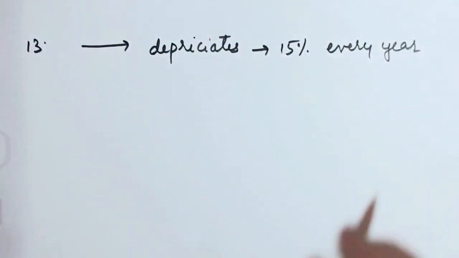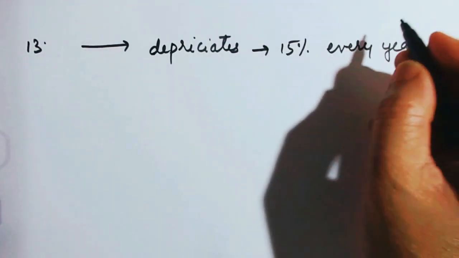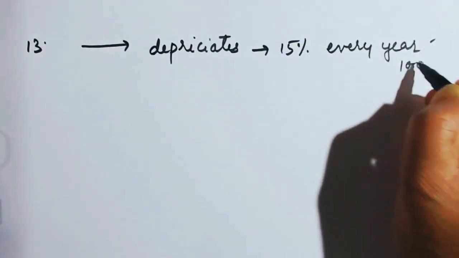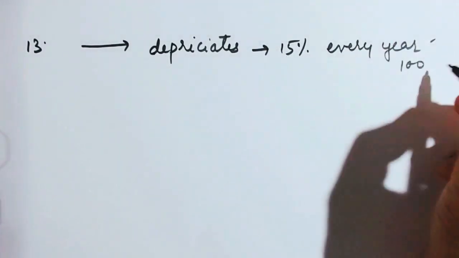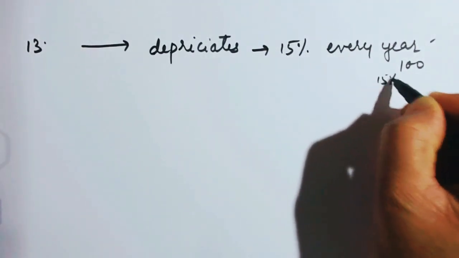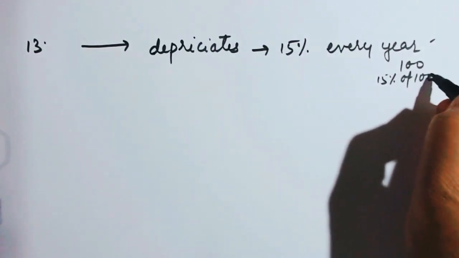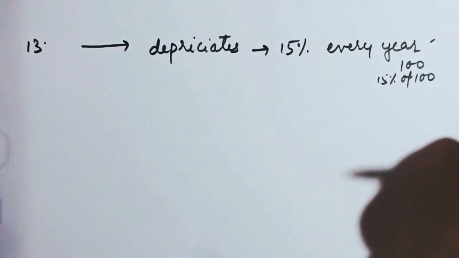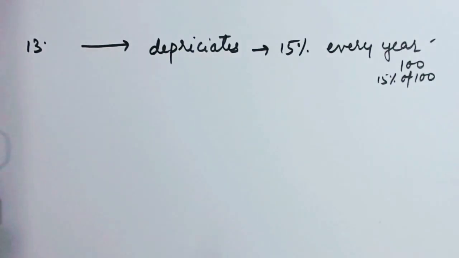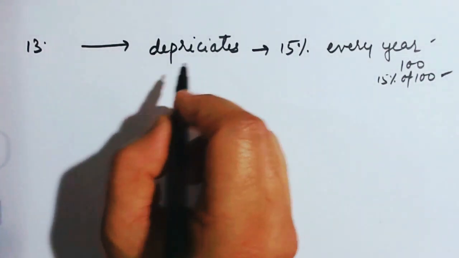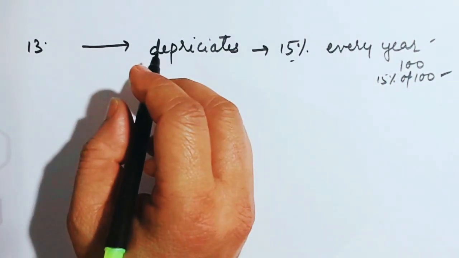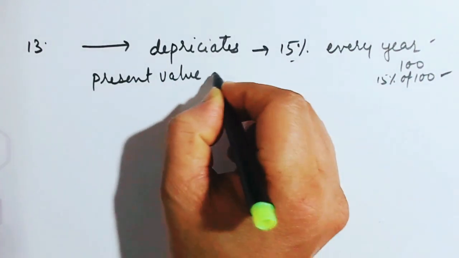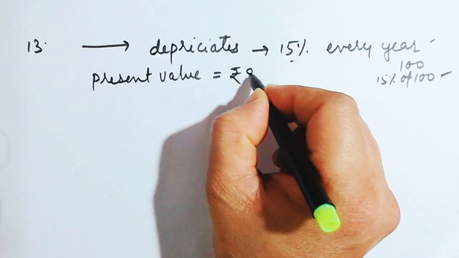every year. It means if in the first year some price is there, say the price is rupees 100, then in the next year 15% of 100 will be less. Again, whatever remains, 15% of that particular amount will decrease. So it depreciates by 15% every year. Now they have given you the present value of the scooter. The present value is equal to rupees 8000.